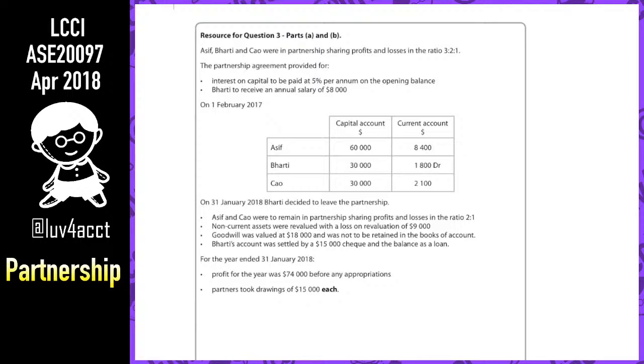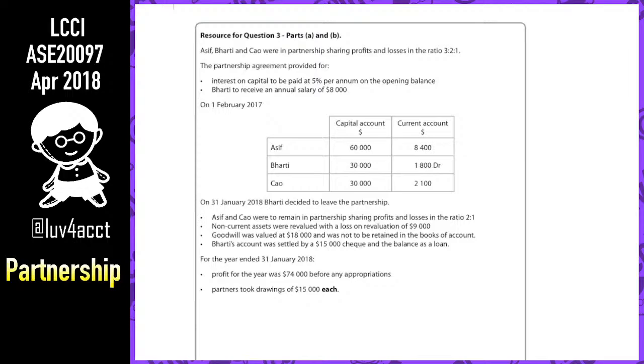B decided to leave the partnership. A and C were to remain in partnership, sharing profit and losses in a ratio of 2 to 1. And then non-current asset revalued with a loss on revaluation of 9,000. Goodwill valued at 18,000, not to be retained in the books of accounts. B's account was settled by a check and then the balance as a loan.